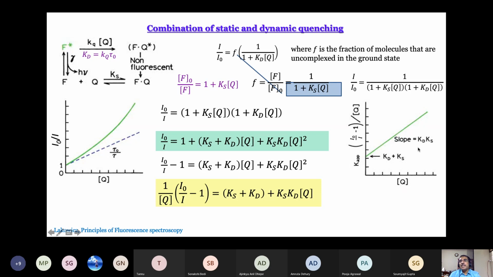When you plot it against concentration of Q, you get a straight line. Now from the slope, you get Kd into Ks. From the intercept, you get Kd plus Ks. So two equations, two unknowns, you can get Kd and Ks. But now I have a question for you. How do I know which one is Kd and which one is Ks?